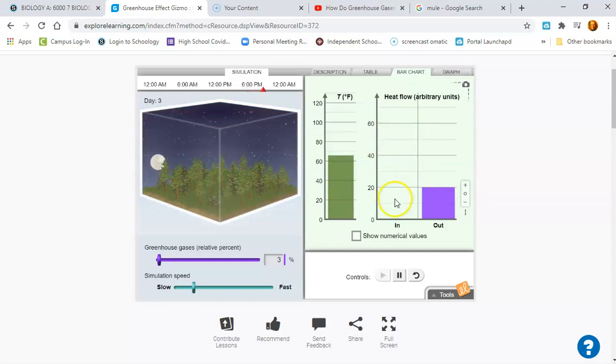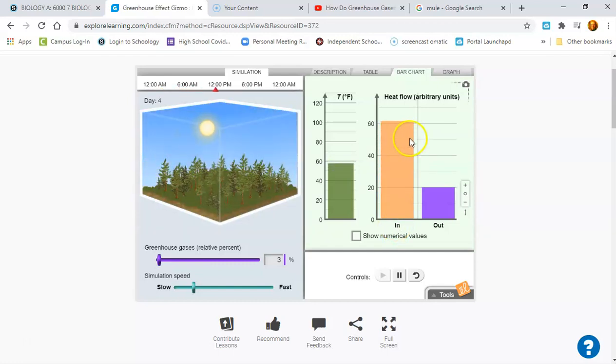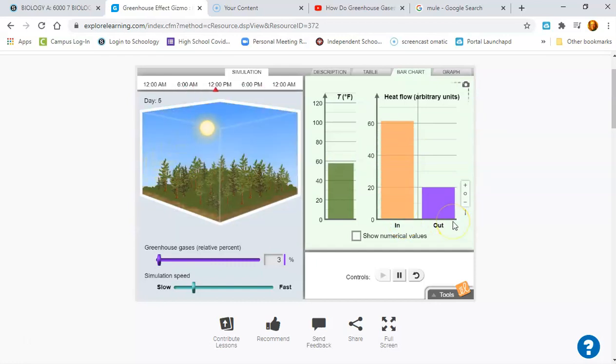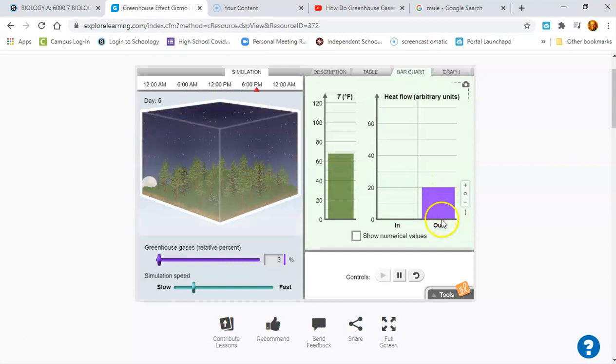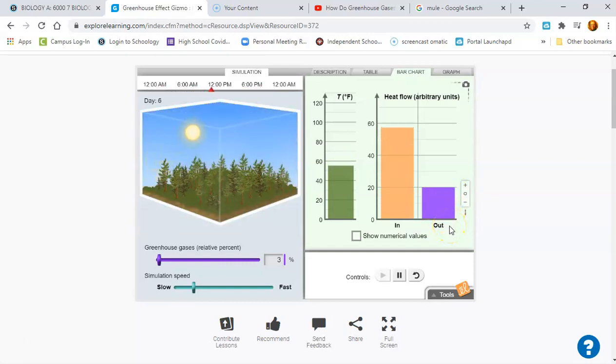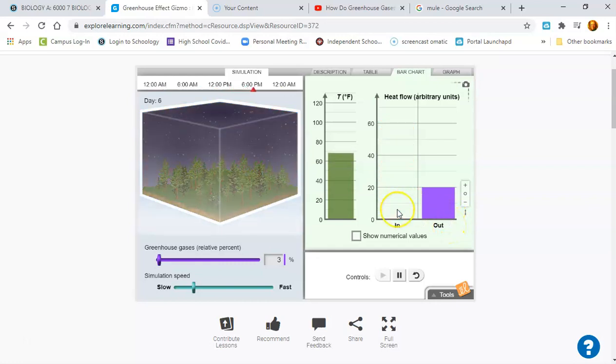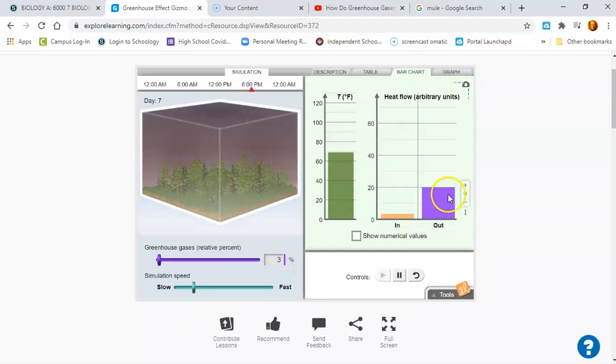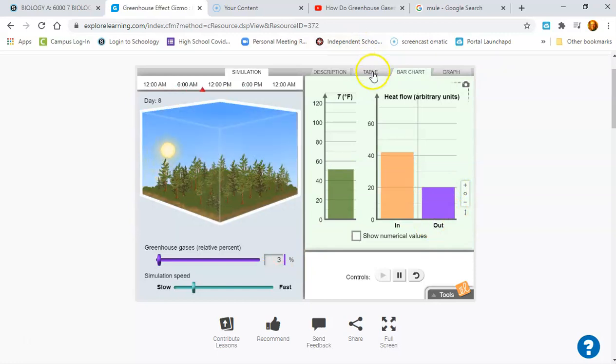So you can see that when the sun comes up, we get lots of heat going into the system. As the sun sets, now there's no heat going into the system. But notice this purple bar. The amount of heat leaving stays the same. Okay, so the amount of heat going in depends on if it's daytime or nighttime, but the amount of heat leaving stays the same. So that's an observation we should make.